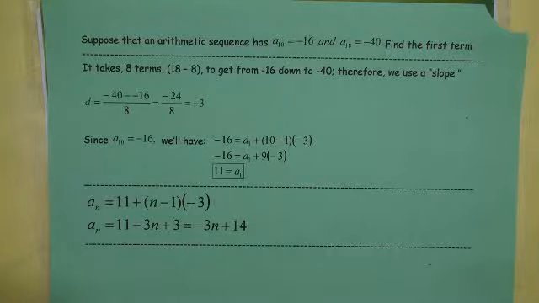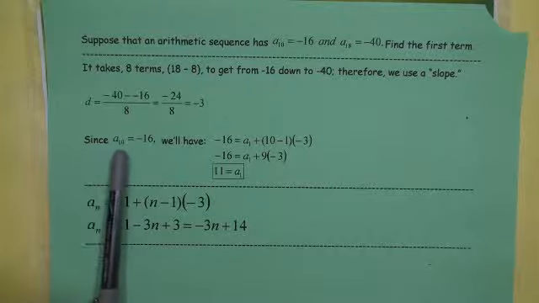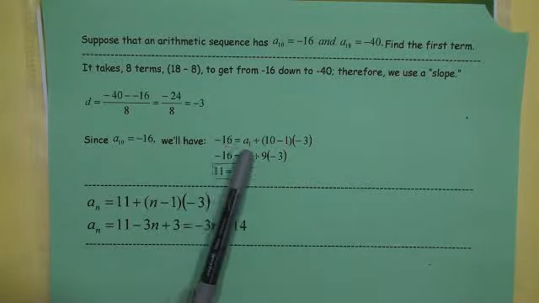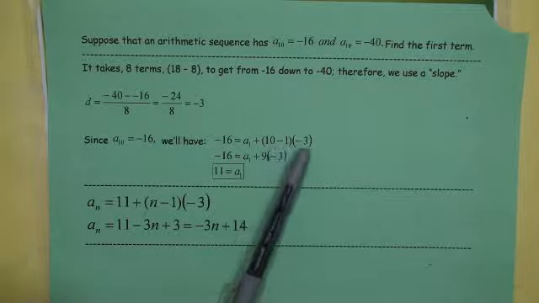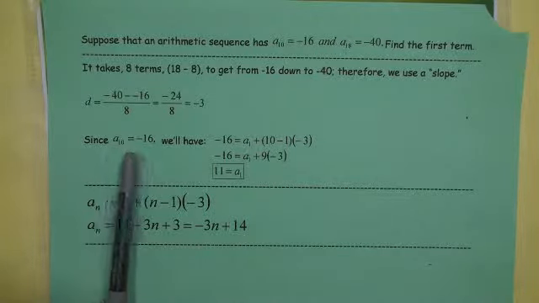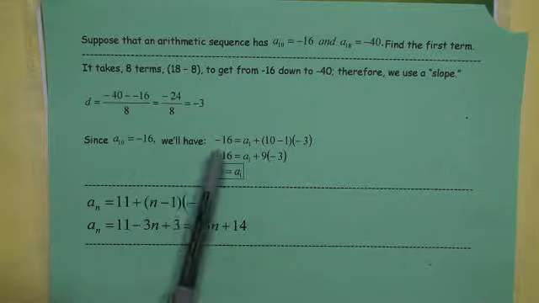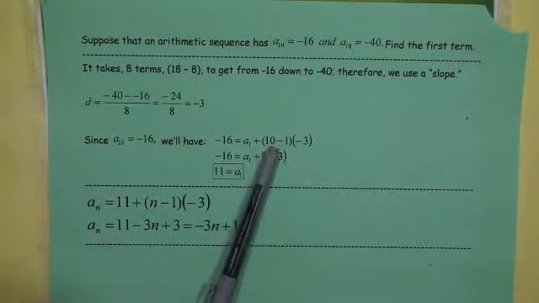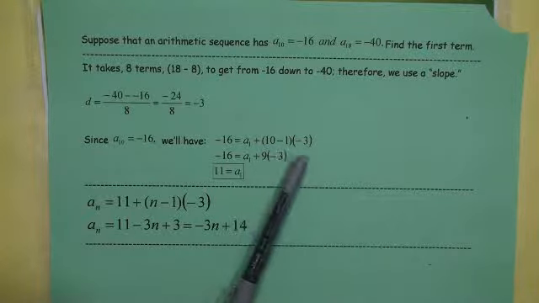Here's the key, the next step, that I think everybody can follow, but check this out. Here's the logic. Since a sub 10 is negative 16, we will have negative 16 equals a sub 1 plus 10 minus 1 times negative 3. How does that work? Because negative 16 would be the value you would get if you plugged in 10 for n. Alright, so that's about as logical as I can get here.